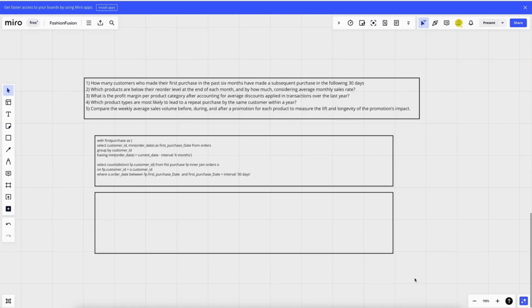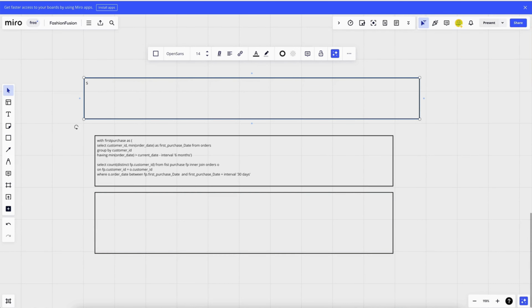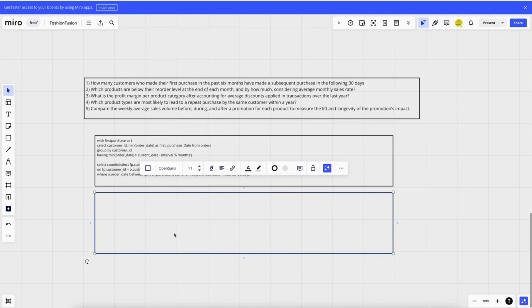And the second SQL statement is which products are below their reorder level at the end of each month and by how much, considering average monthly sales rate. So first we have to calculate the average sales per month for each product over the last year. Let's start with that SQL. I'll select the product ID and count star divided by 12.